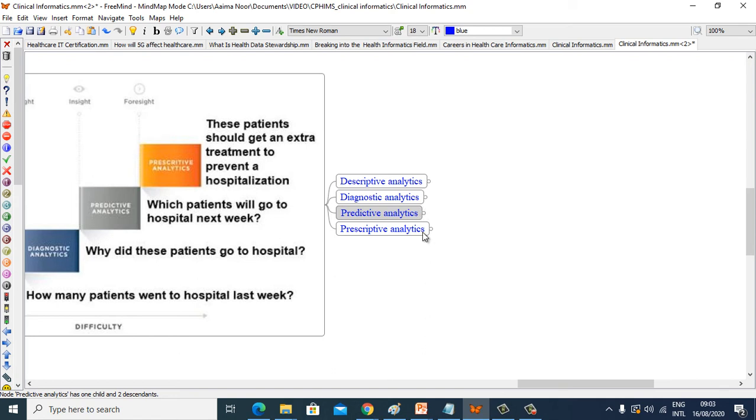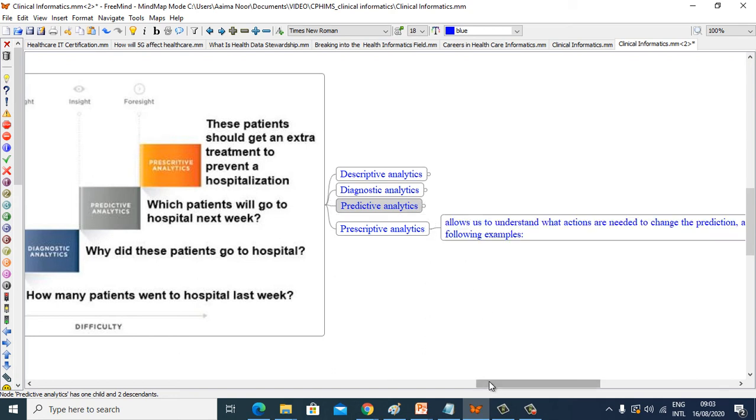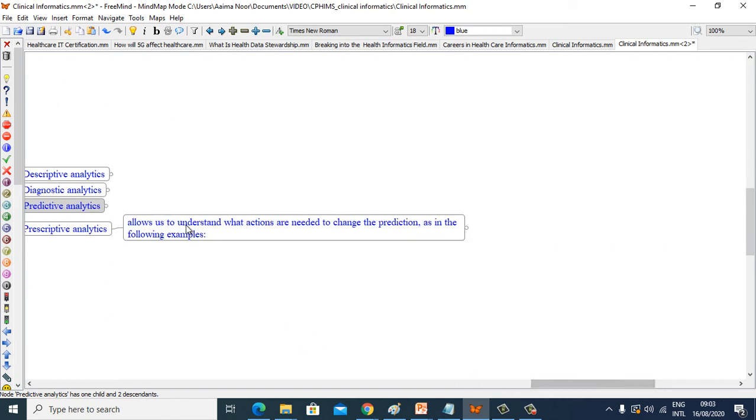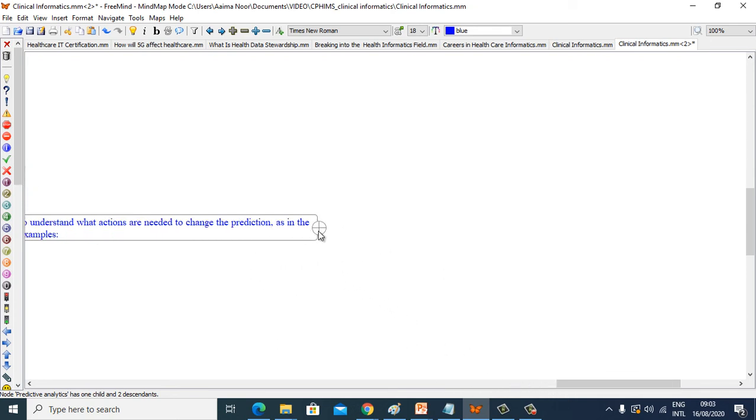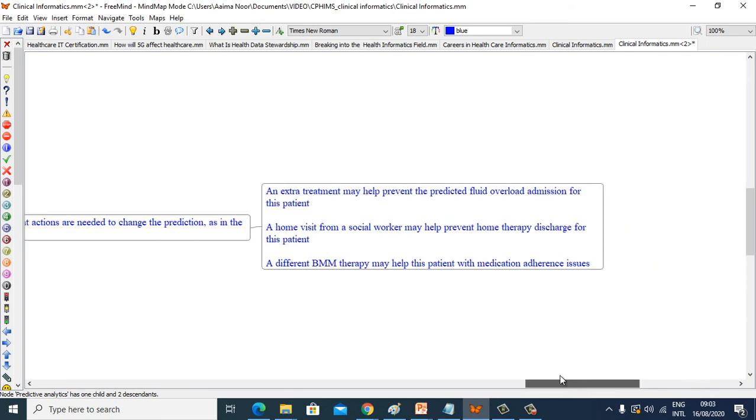Prescriptive analytics allows us to understand what actions are needed to change the prediction, as in the following examples. An extra treatment may help prevent the predicted fluid overload admission for this patient. A home visit from a social worker may help prevent home therapy discharge for this patient. A different BMM therapy may help this patient with medication adherence issues.